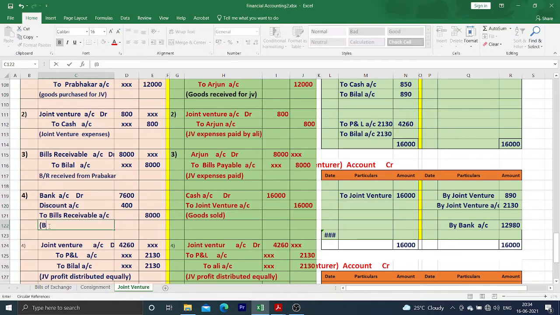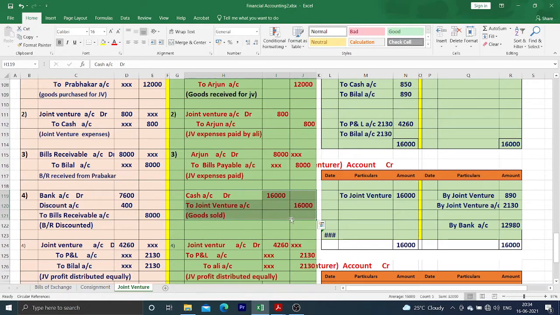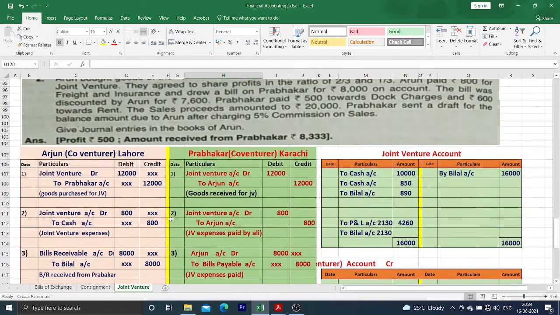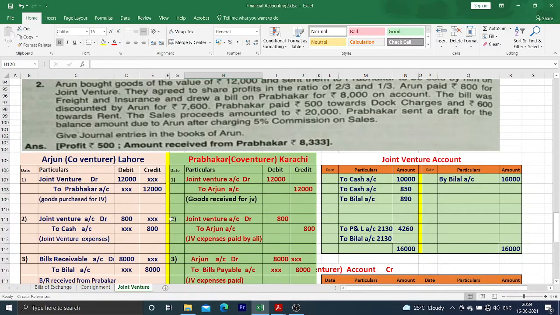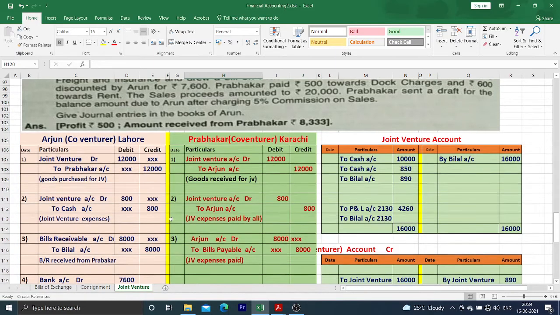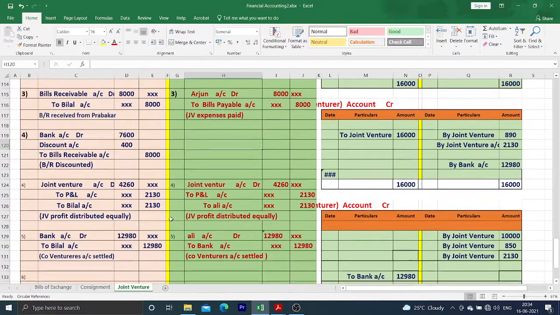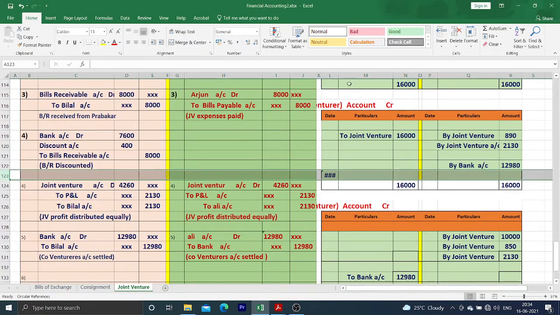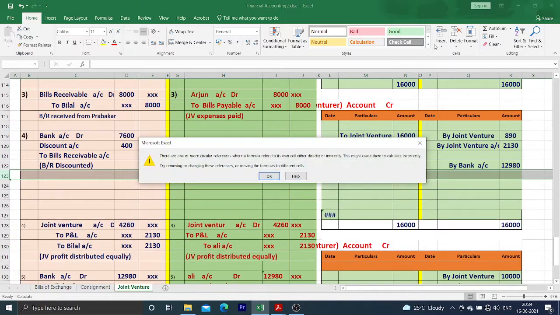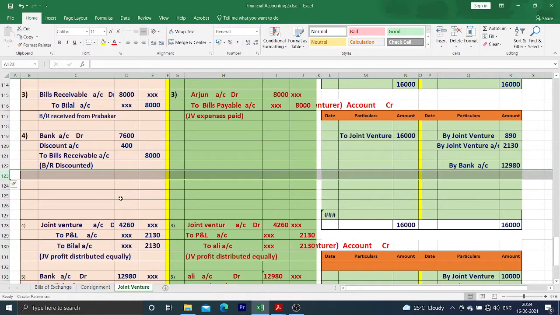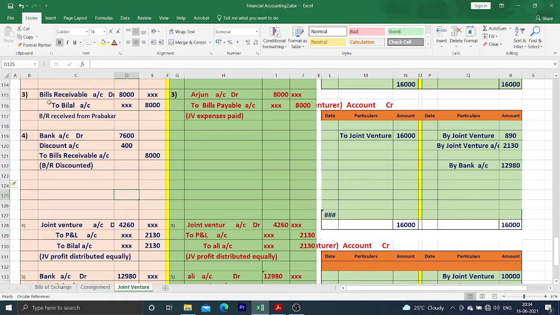Bills receivable discounted. So usually no journal entry in the books of the other co-venturer. Next, what happens? Prabhakar paid 1,100 towards joint venture expenses. Joint venture account data to Prabhakar account.